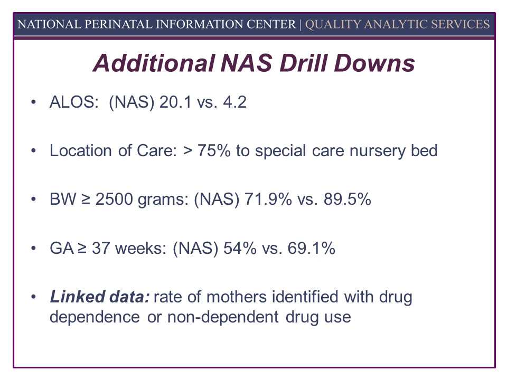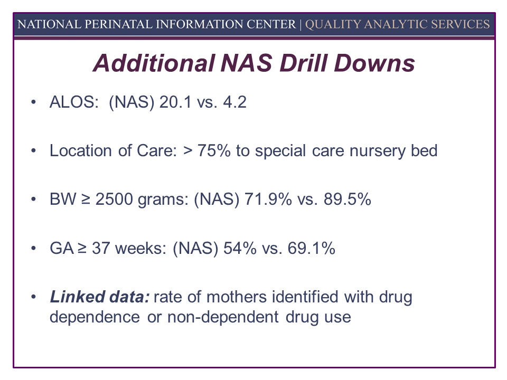And just to give you some of the drill down metrics that we found with this population, the average length of stay for babies with NAS compared to the entire population is on average 20 days versus 4.2 days. 75% of the babies spend time in a special care nursery bed. The percentage of babies that are normal birth weight, for those with NAS, is just under 72% compared to just under 90% for babies without NAS. Gestational age greater than or equal to 37 weeks on the NAS side is about 54% of the babies, as opposed to just over 69%.